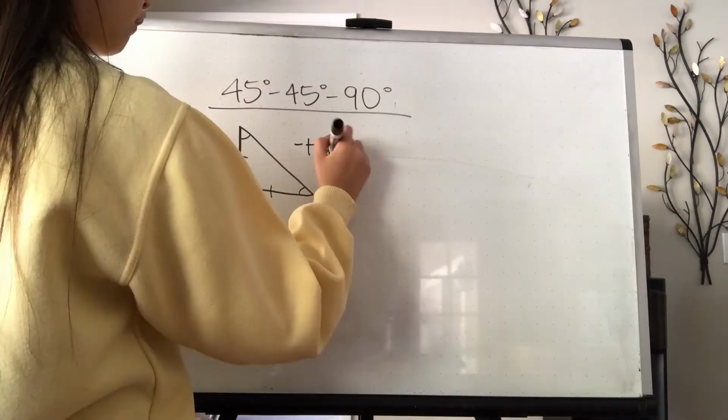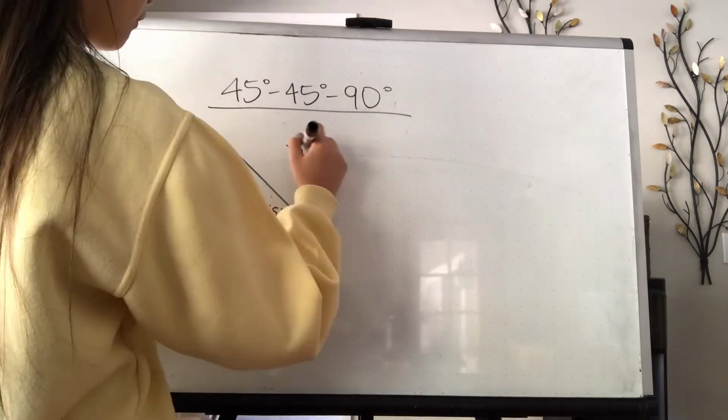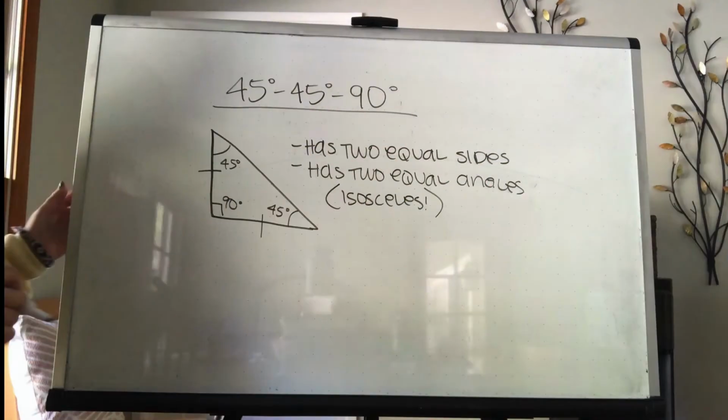So the next right triangle is the 45, 45, 90 triangle. And this triangle has 2 of the same angles, 45 degrees and 45 degrees. And so that means that they have the same lengths. And this 45, 45, 90 triangle is also considered an isosceles triangle.